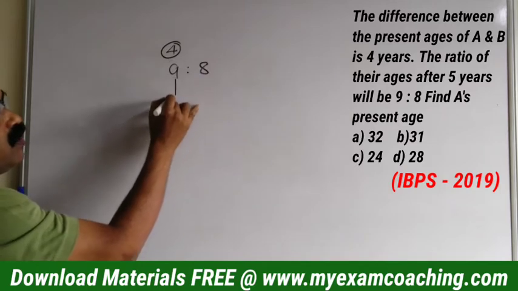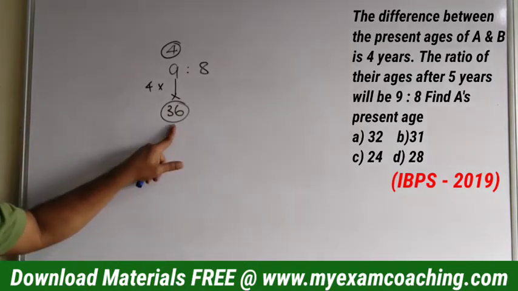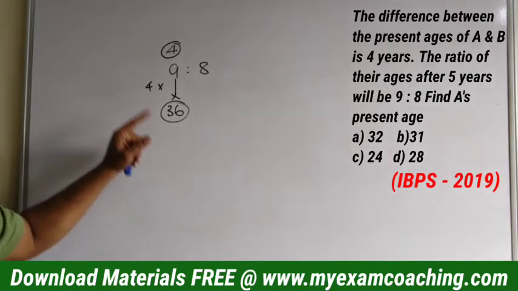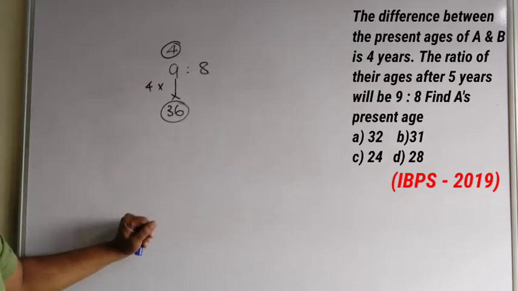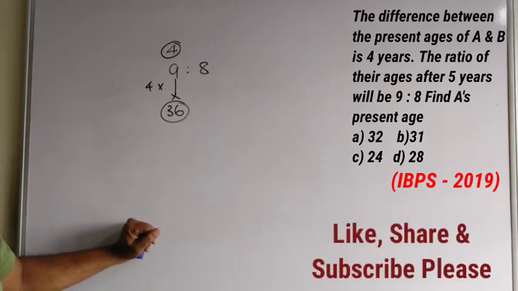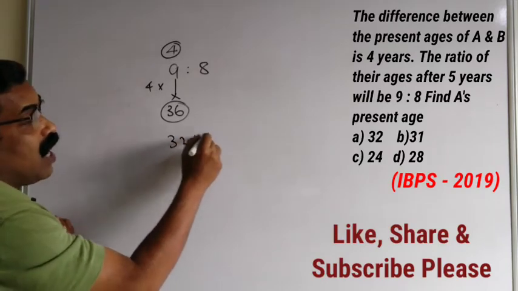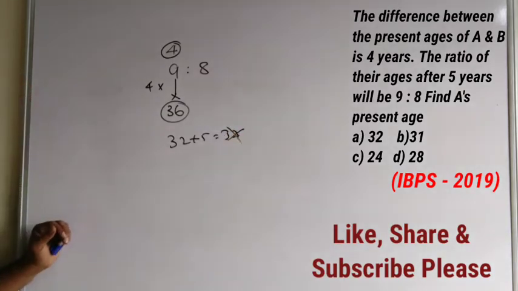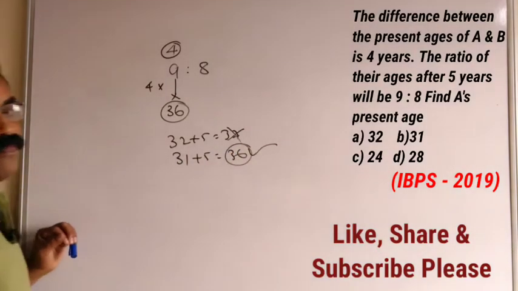So 9 parts will be equal to 9 into 4, which equals 36. Now we need to find which one of the given options is a multiple of 9. The first option given to you is 32. 32 is not a multiple of 9, because after 5 years, 32 plus 5 is 37, which is not a multiple of 9. Next is 31. 31 plus 5 is 36. Yes, it is a multiple of 9.